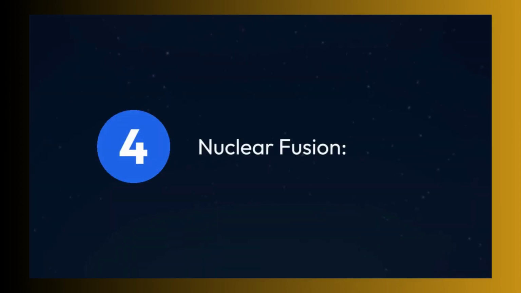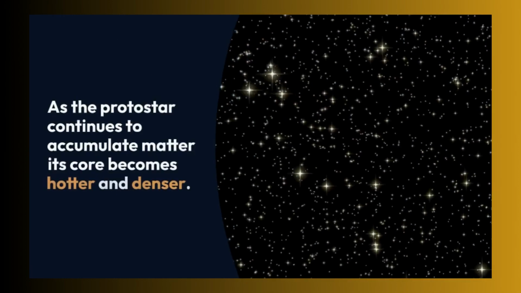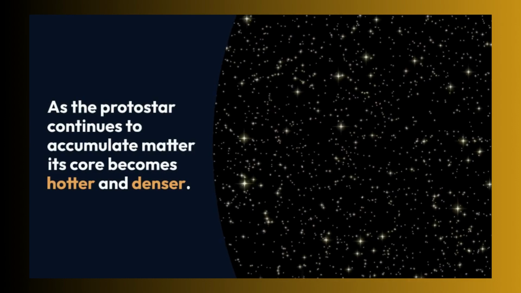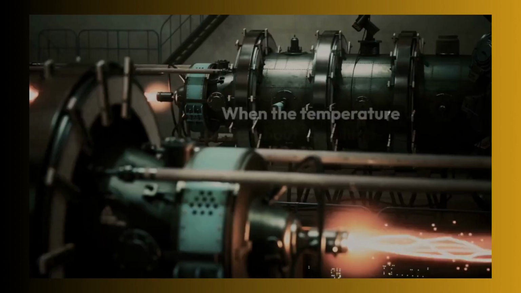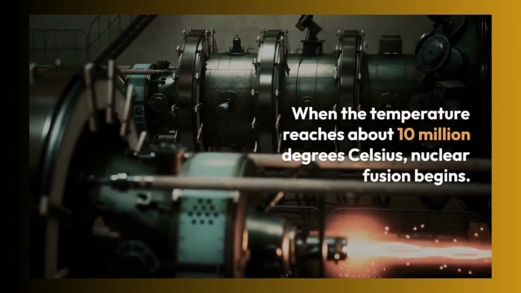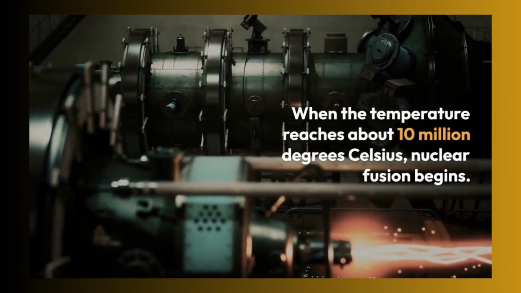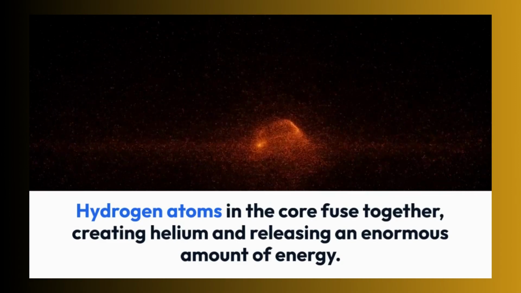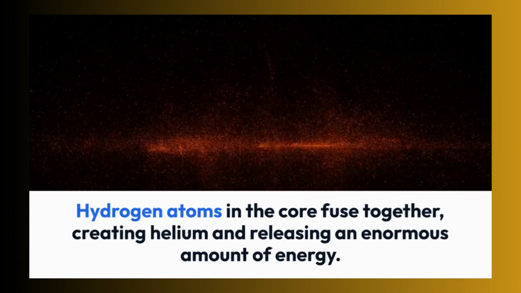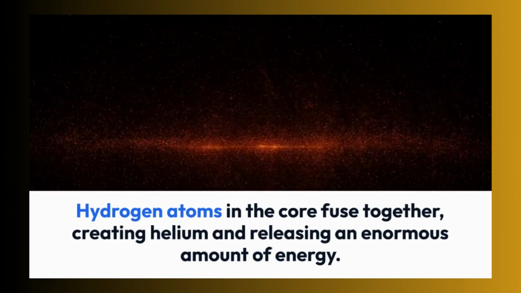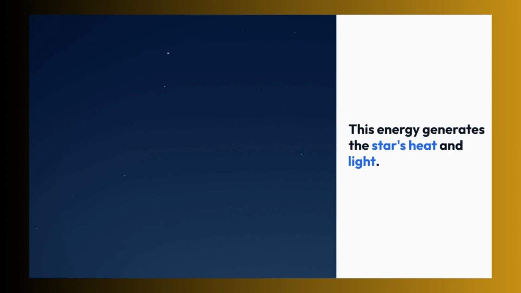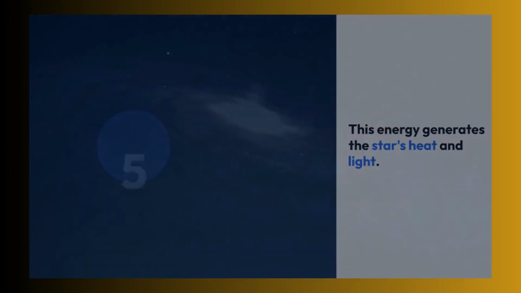4. Nuclear fusion. As the protostar continues to accumulate matter, its core becomes hotter and denser. When the temperature reaches about 10 million degrees Celsius, nuclear fusion begins. Hydrogen atoms in the core fuse together, creating helium and releasing an enormous amount of energy. This energy generates the star's heat and light.